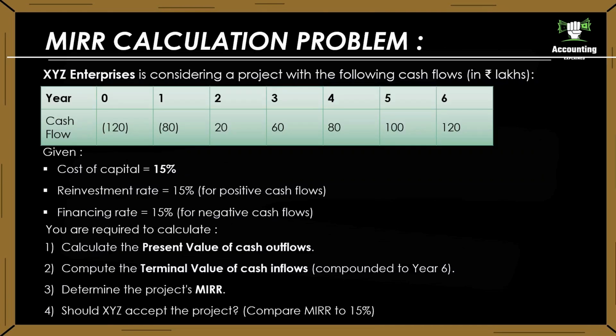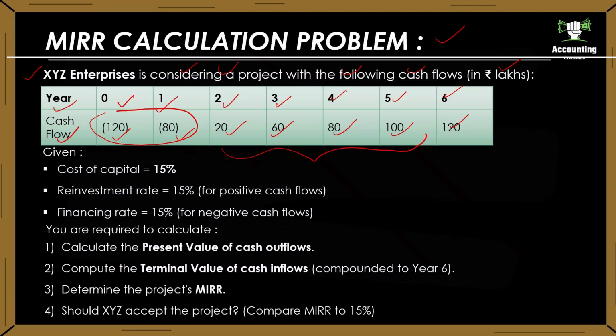Okay, students, now let us do one probable exam question on MIRR. XYZ Enterprises is considering a project with the following cash flows, rupees in lakhs. Year 0, year 1: minus 120, minus 80. Since these are all negative cash flows, it means your initial investment. Next, year 2: 20, year 3: 60, year 4: 80, year 5: 00, year 6: 120. These are all positive cash flows. That means your returns or profits.